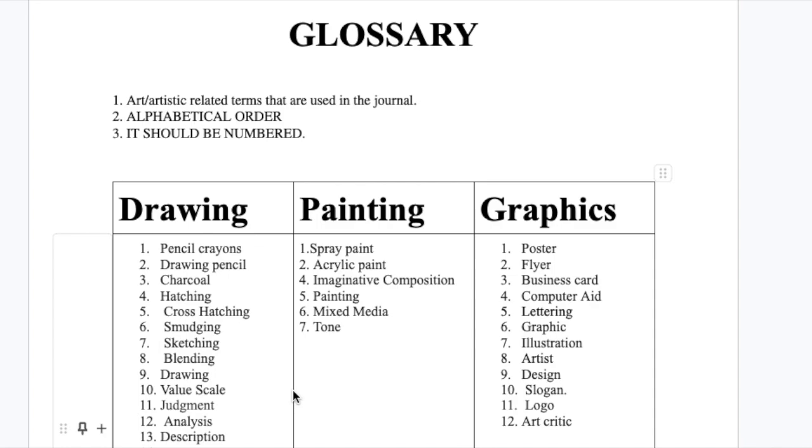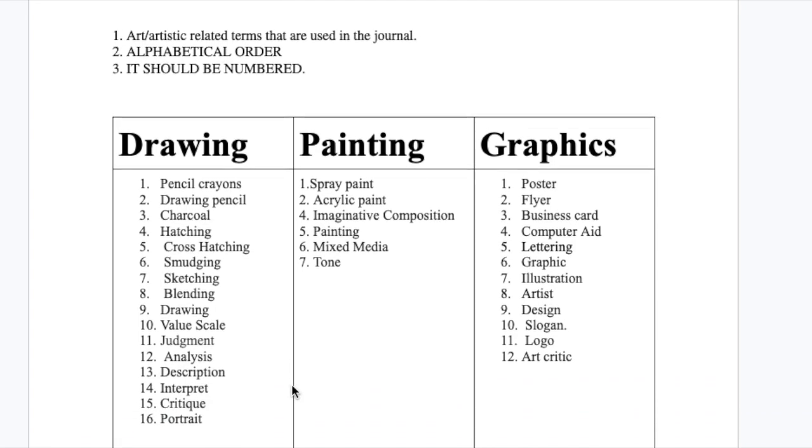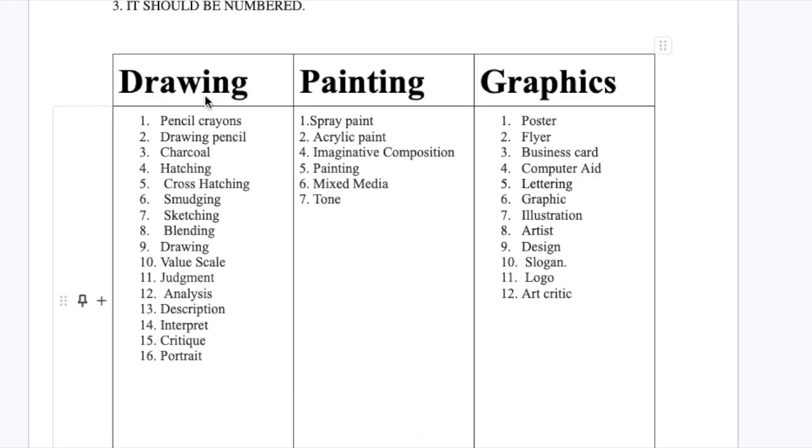Number two, put it in alphabetical order. And number three, it should be numbered. Right, so for example, these are three expressive forms: drawing, painting, and graphics. Just for example, you're going to put these in alphabetical order and you're going to number them.